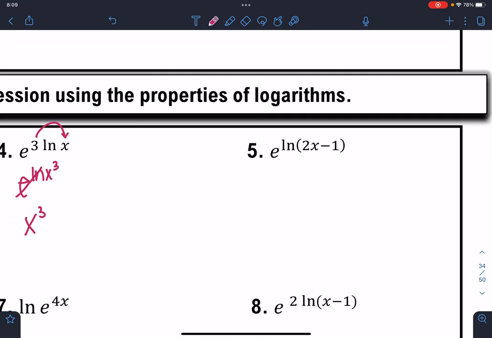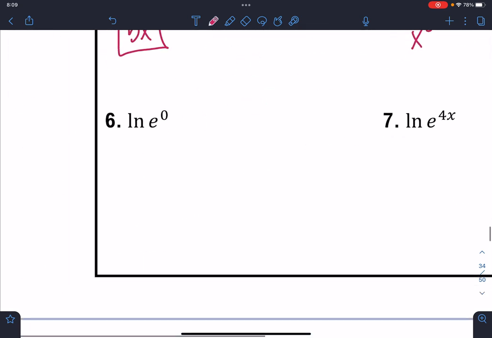Okay, same thing here. E raised to the natural log of 2x minus 1. They're inverses of each other. We just have 2x minus 1.